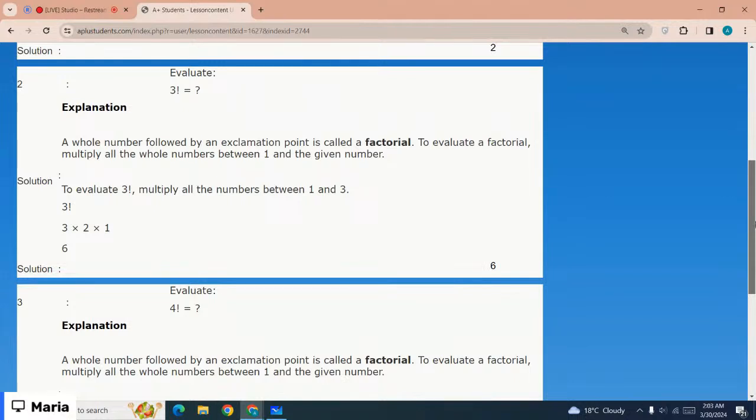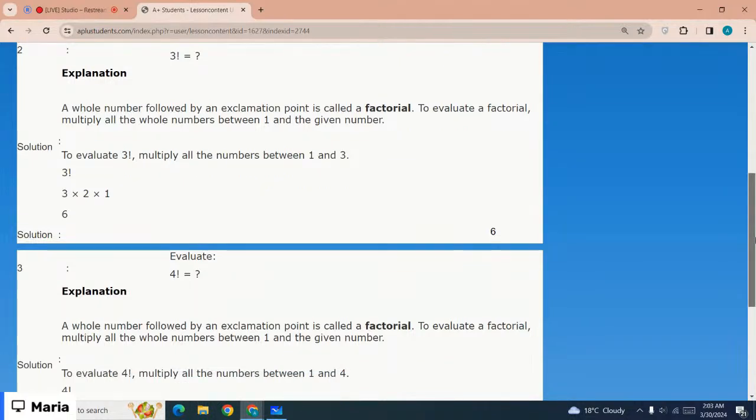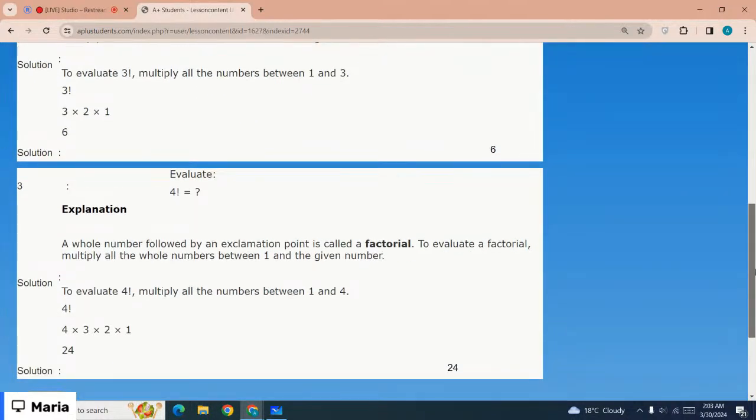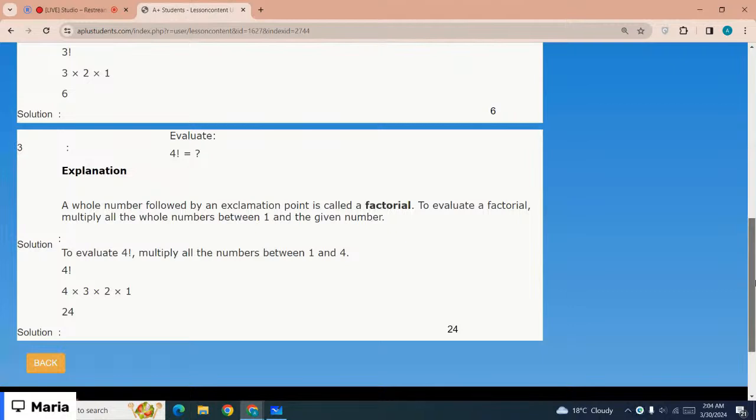The next one is 4 factorial. So 4 factorial is 1 times 2 times 3 times 4, right? You have to multiply all the numbers between 1 and 4. They are 1, 2, 3 and 4, right?